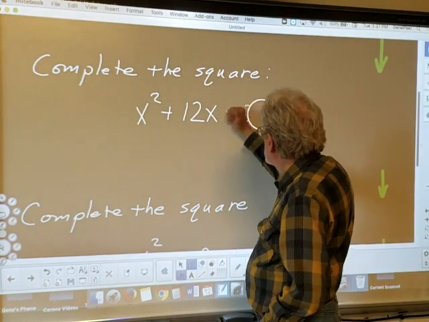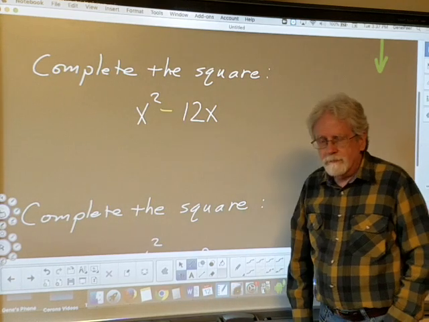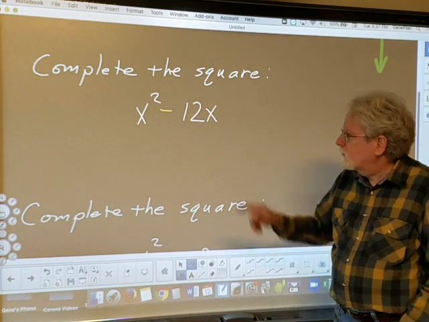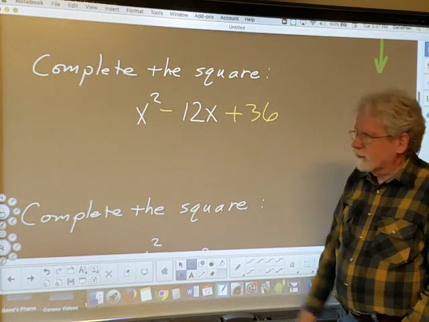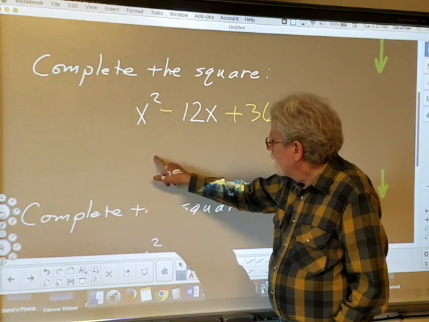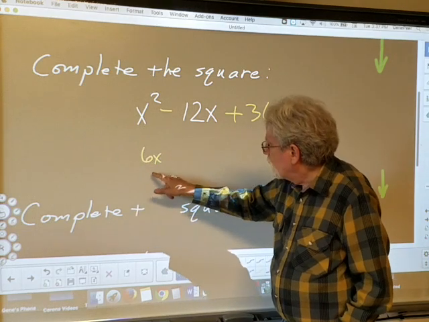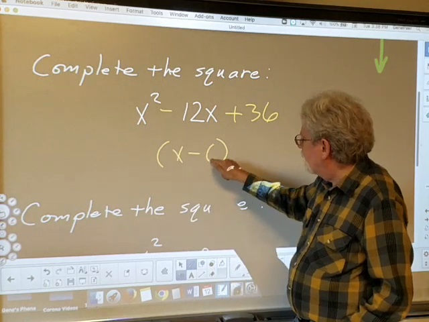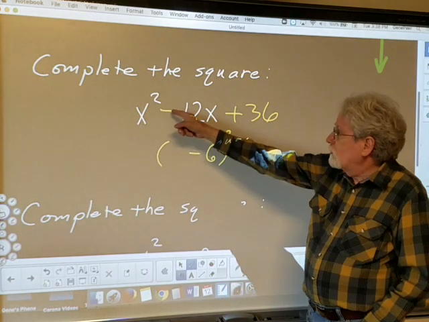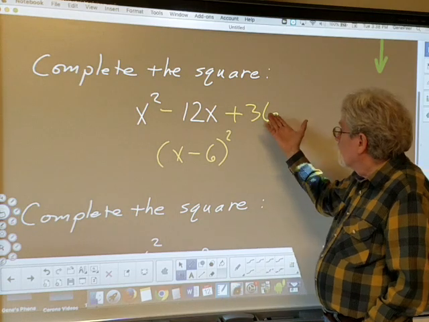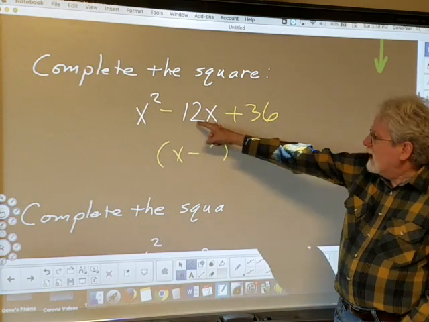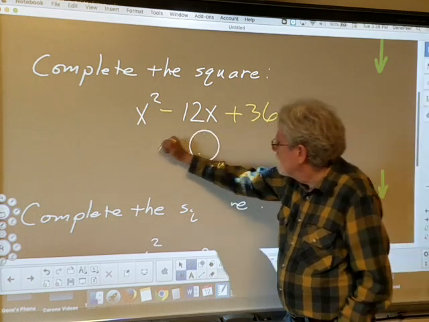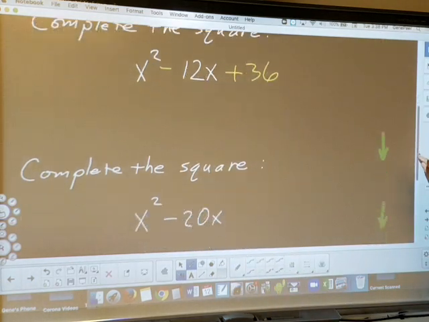What if this had been a minus? Well, half of negative 12 is negative 6. Negative 6 squared is still 36. Does that work? What was squared? Multiply and double. It matches. I would have x minus 6 quantity squared. It still works. Whether that's a plus or minus makes no difference. You still complete the square the same way. Take half of this guy and square your answer and tack it on the end. Oh, this is so easy.